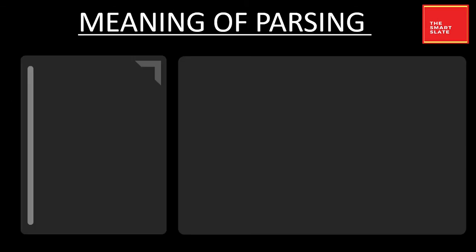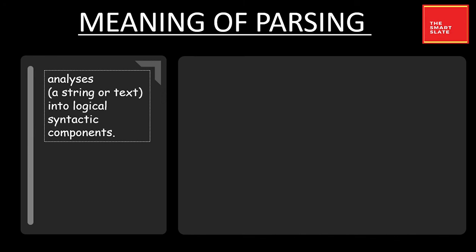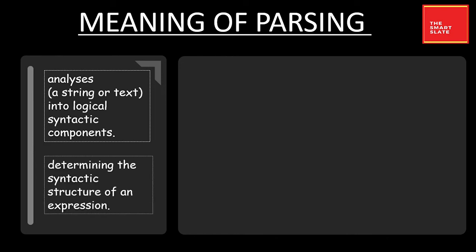So the term parsing means the process of analyzing a string of symbols. Just like in computer language we have the coding, similarly in parsing we analyze a string, or you can say a text or a sentence, it can be an article, into logical syntactic components, so that in coordination with the formal grammar rules, we understand how a sentence is formed and what errors it has. It also means to determine the syntactic structure of an expression, just like in the computer language.